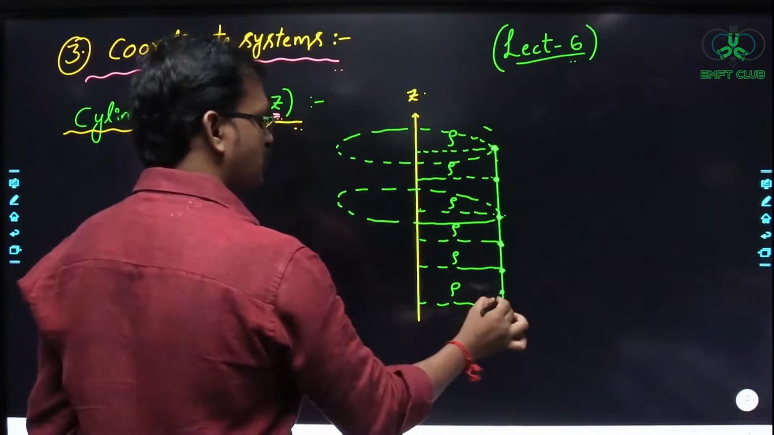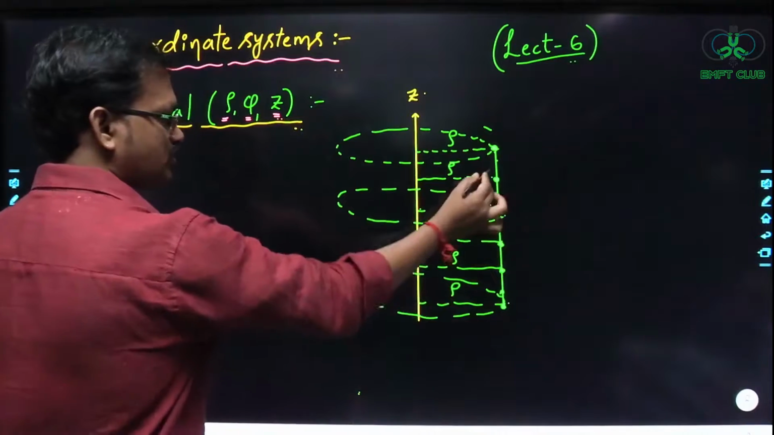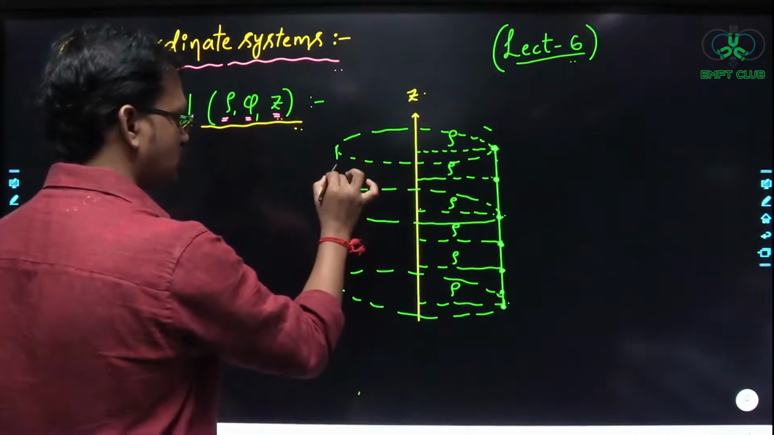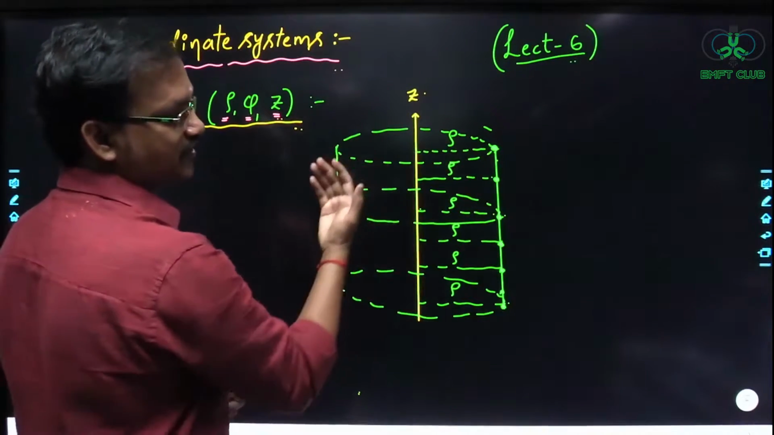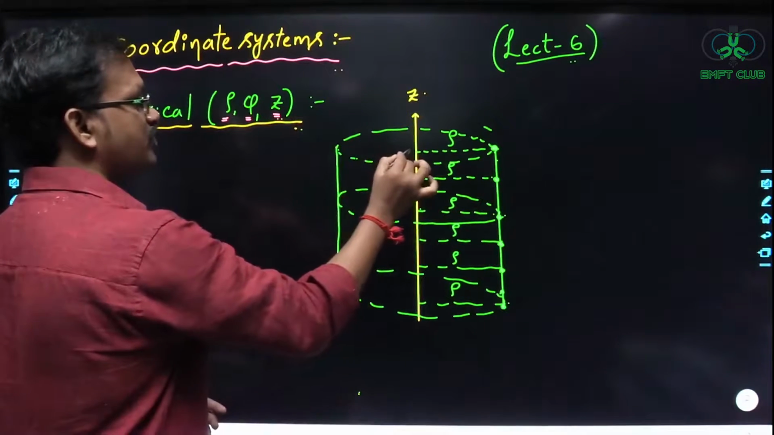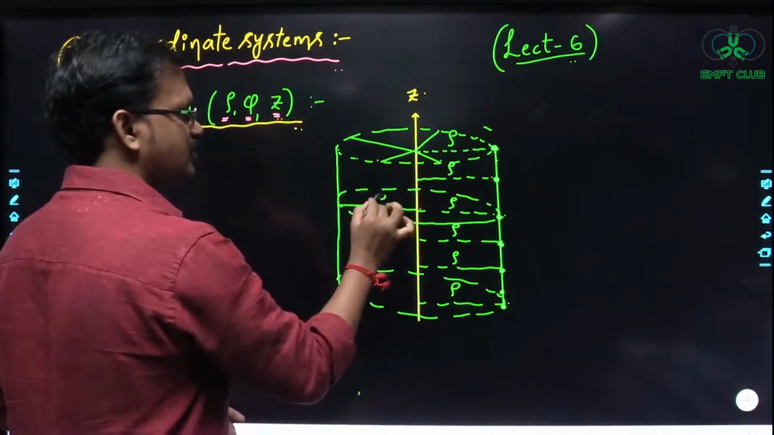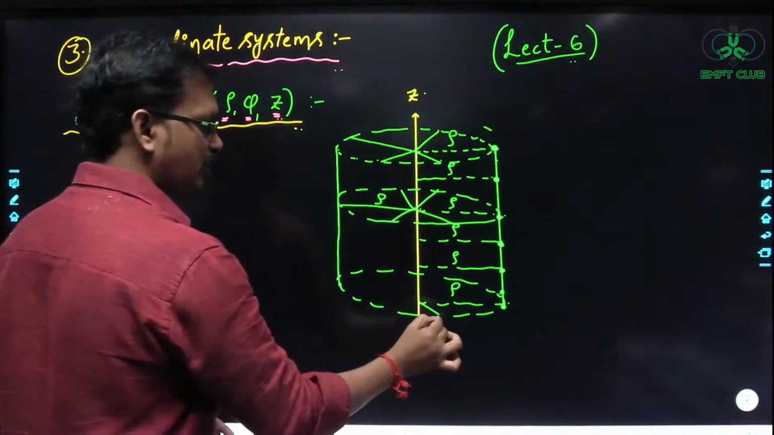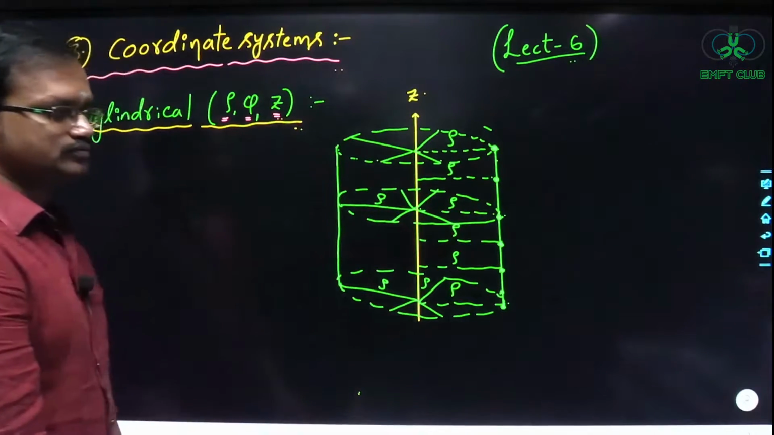Like that, all the points on this line are going to trace circular paths. If you join all these points, you are going to get the shape of a cylinder, the curved surface of the cylinder. Each and every point on this surface is at the same normal distance rho.